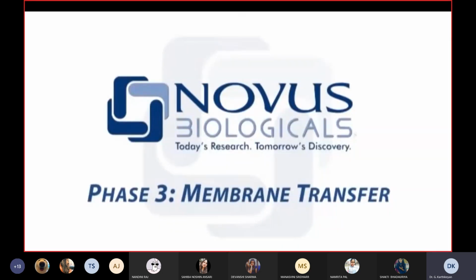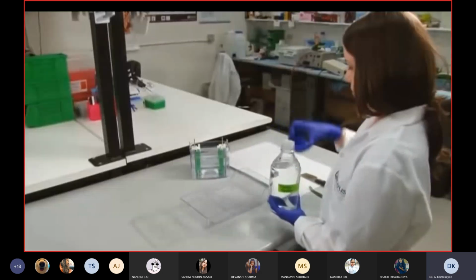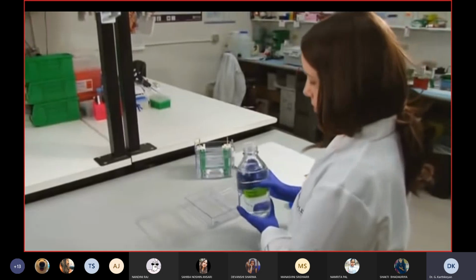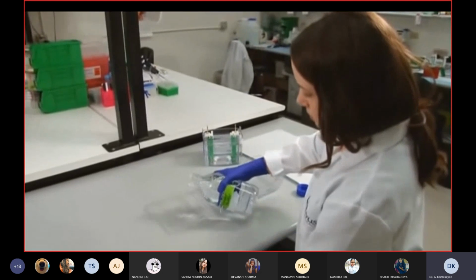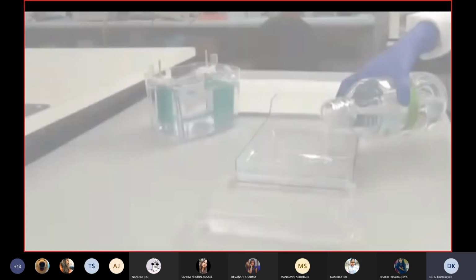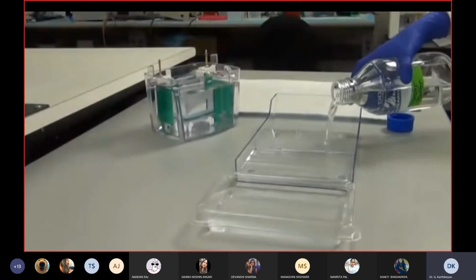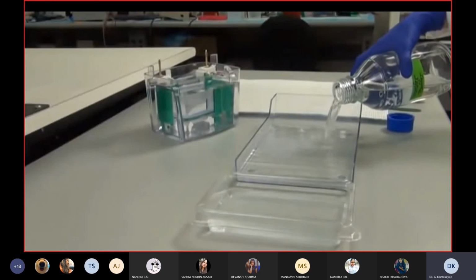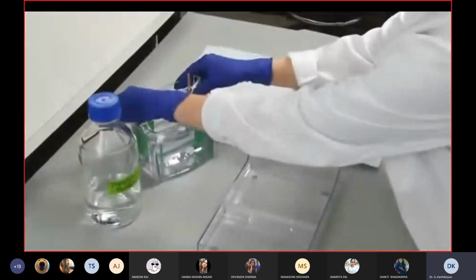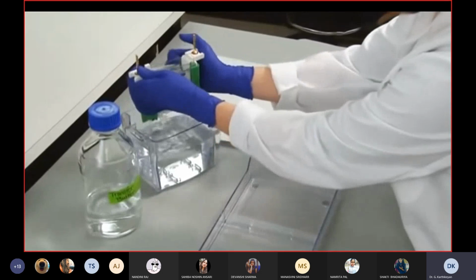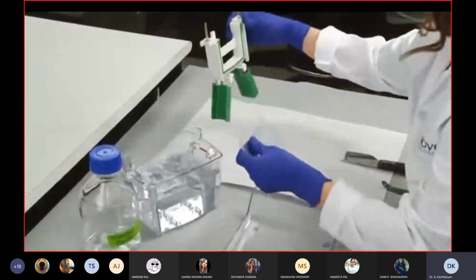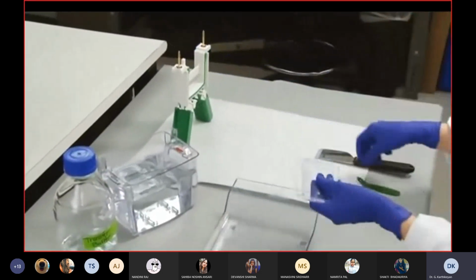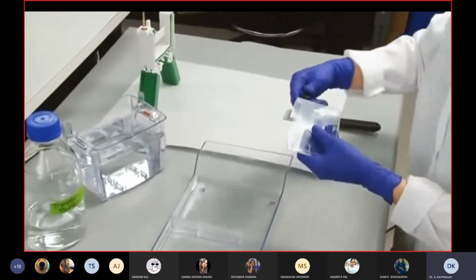In this next step, we will transfer our separated proteins out of the gel and into a solid membrane or blot. This is based upon the same principle as the previous step, in which an electric field is applied to move the negatively charged proteins towards a positive electrode. Transfer can occur under wet or semi-dry conditions. Here we will demonstrate the traditional wet transfer method.